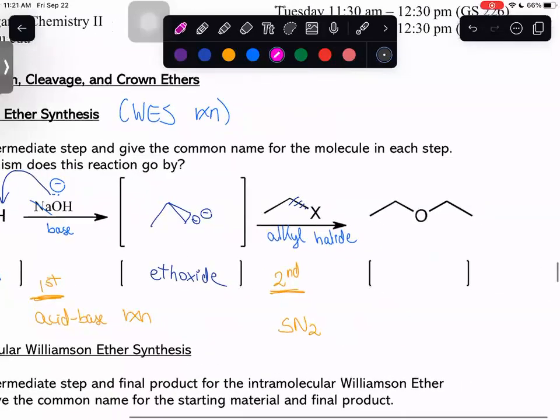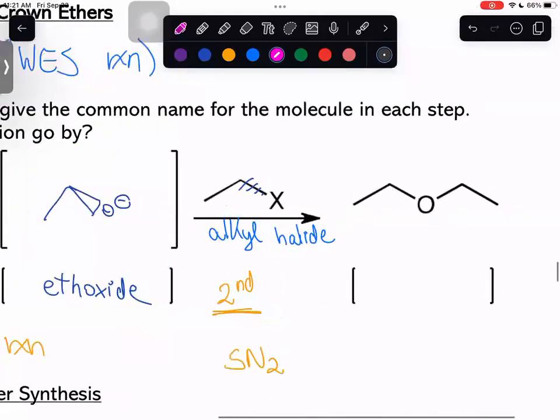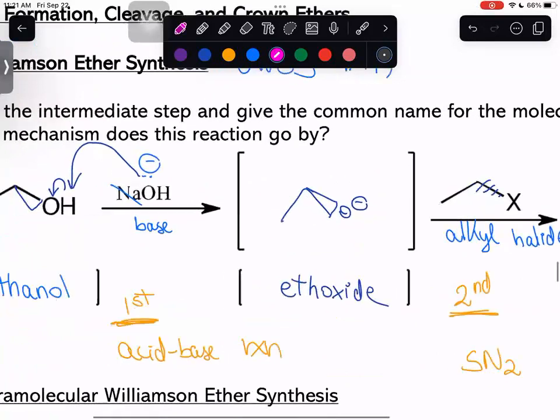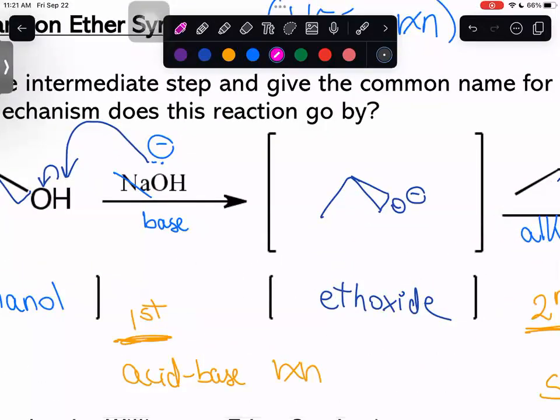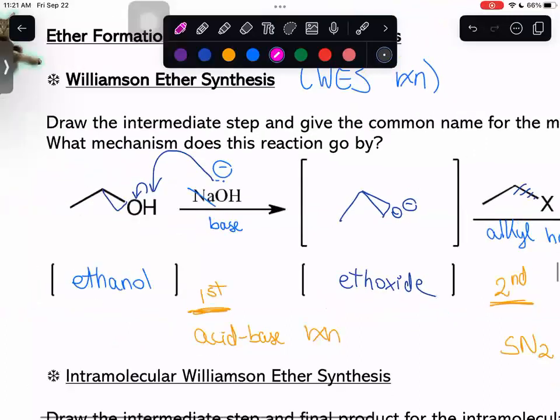Now, once we have our ethoxide, the next reagent is going to be an alkyl halide. What do you mean, two negative sides? This is just an oxygen with one negative charge. Sorry again, my handwriting is a little funky.